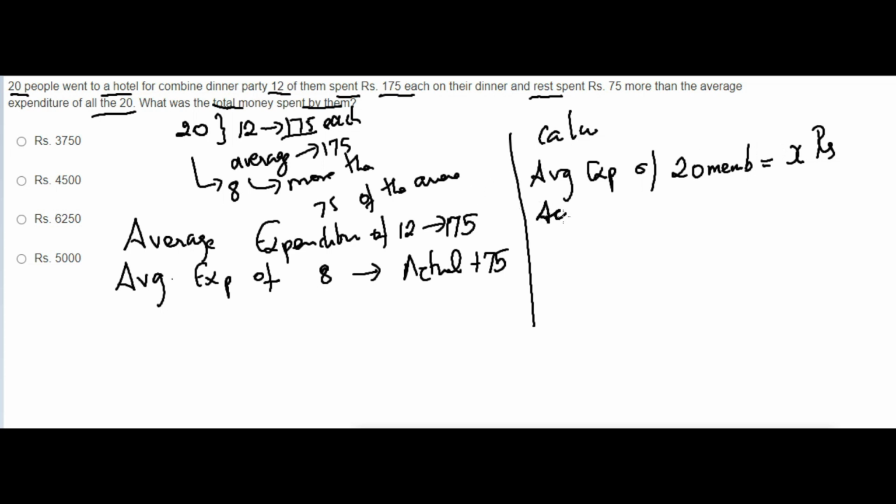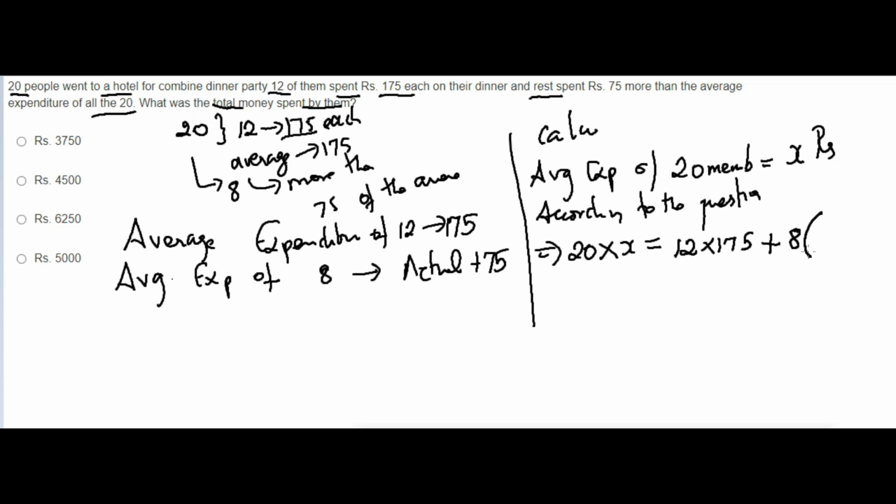So what is the question they have given? According to the question, it is very simple. They have given us 20 members. The average of 20 members equals: among the 20 members, 12 members have taken 175, and the remaining 8 members have taken more than that. We don't know the more, so we have taken x plus 175. Is it right? Now I understand very clearly.